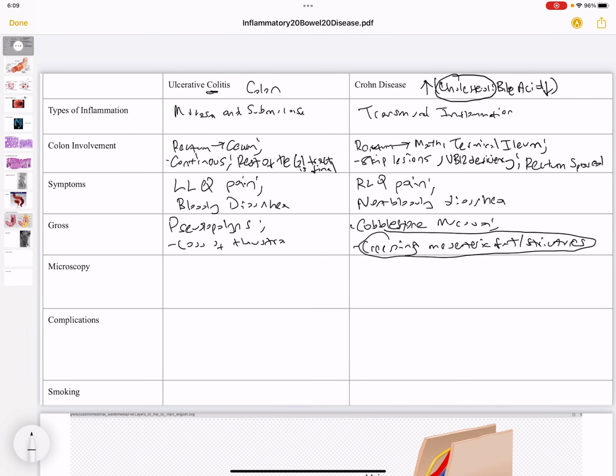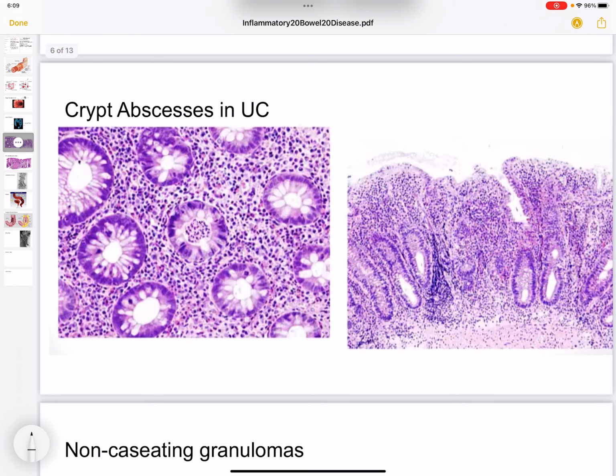Now let's talk about some histology. With ulcerative colitis, what we get is these crypt abscesses with neutrophils. Okay, so let's write this down. Crypt abscesses with neutrophils. Here we see an example.